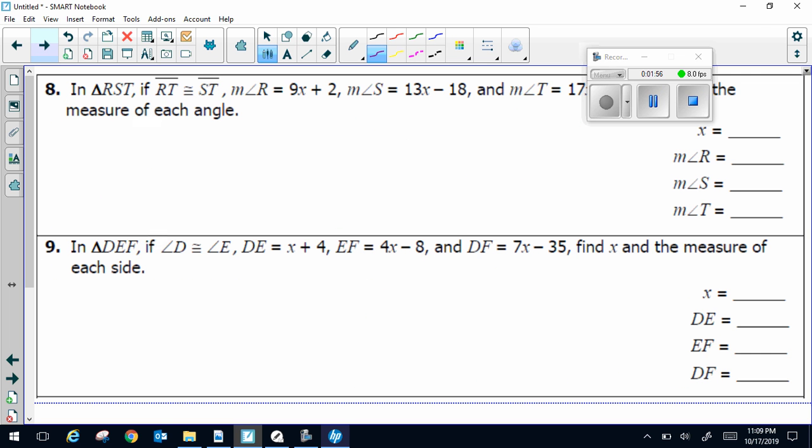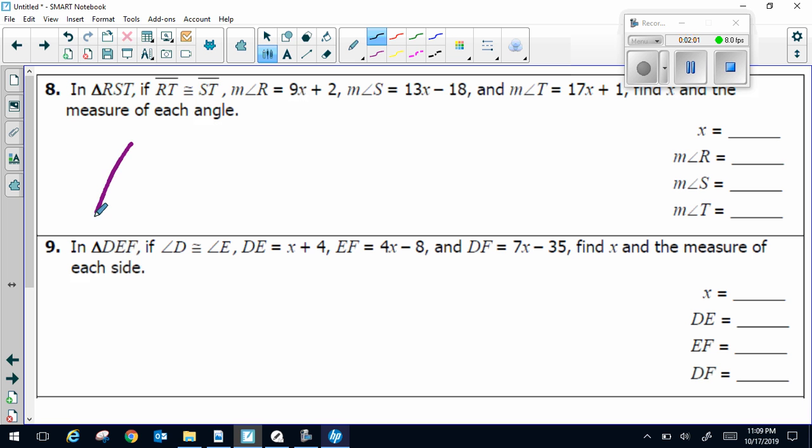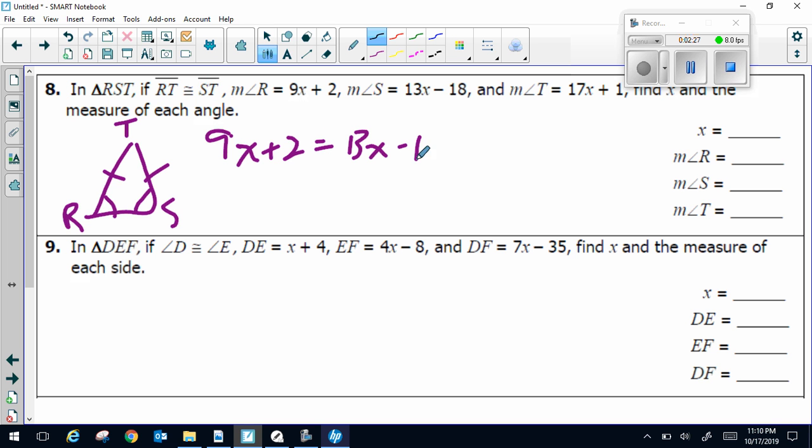All right. In the next couple examples, they don't actually give us the picture. We're going to have to draw it out. So they tell us we have a triangle RST, and they tell me that RT is congruent to ST, and they tell me to measure the three angles. Because of that, angle R and angle S are congruent to each other. So I can take the measure of angle R, which is 9x plus 2, and set it equal to the measure of angle S, which is 13x minus 18, by the isosceles triangle theorem.